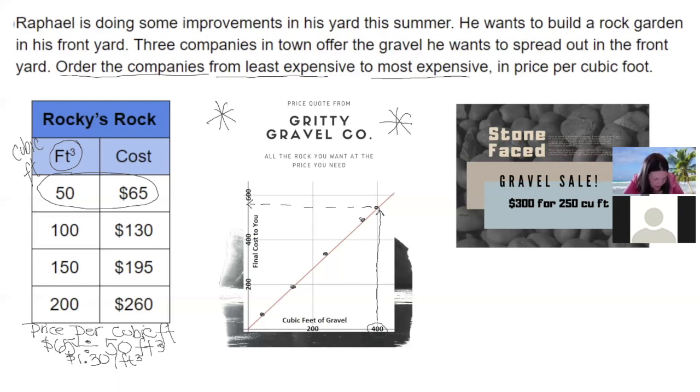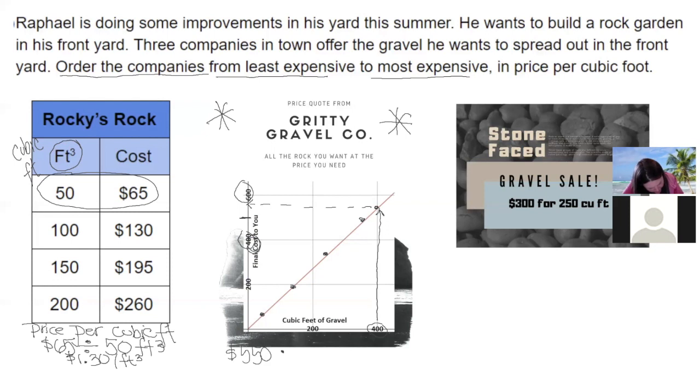Well, I'm between 400 and 600. I'm closer to 600 than I am to 400. And again, I'm using my estimation skills. Well, about halfway between them would be about 500. So I don't know, maybe I'm at 550. So that's about a 550 cost. See, that's the cost axis.